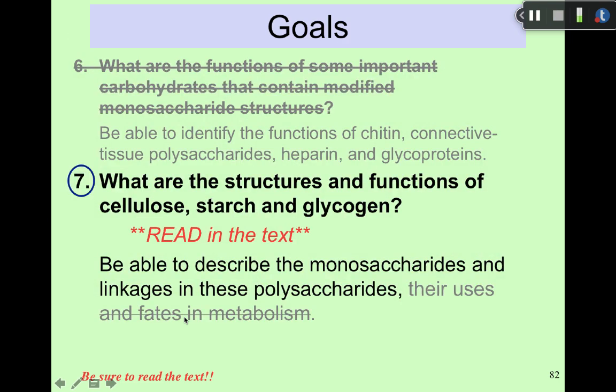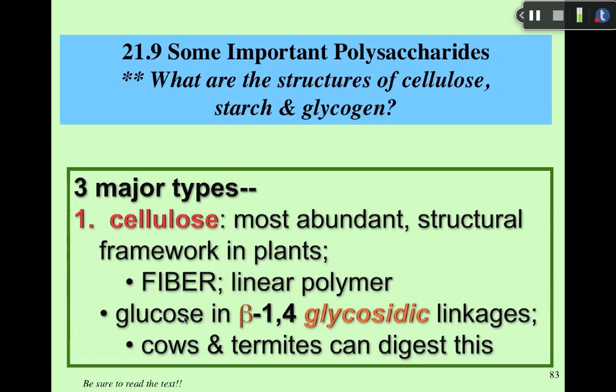All right, now the last part you could read in the text, but I'm making a recording, so I'll show you a few slides and let you know a little bit more about the polysaccharides that are of interest in this chapter. There are three major types of polysaccharides. They include cellulose, starch, and glycogen. So let's begin with cellulose.